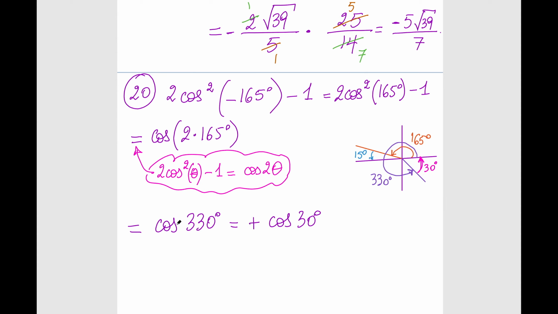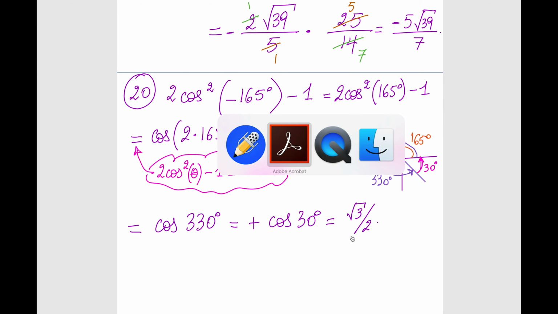Remember, a trig function acting at an angle is equal to plus or minus, which has to be determined, of the same trig function acting at the reference angle. And the reference angle here is 30 degrees. Okay? And what's cosine of 30 degrees? This is square root of 3 over 2. Makes sense? So that whole expression is simply square root of 3 over 2. Okay. All right, let's continue. Back to the book.